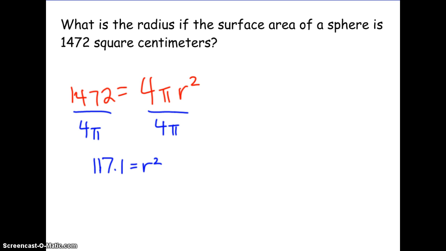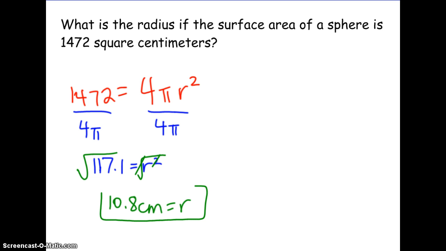Alright, so did you get 117.1? And now there's a square on the r, so let's square root both sides, because remember, the opposite of squaring something is square rooting it. So the square root of 117.1 gives me 10.8 centimeters for my radius.